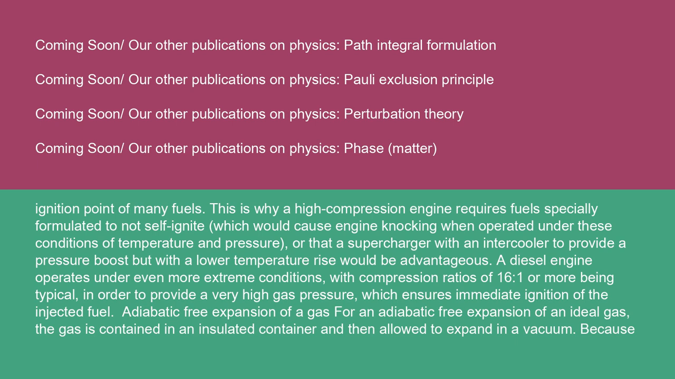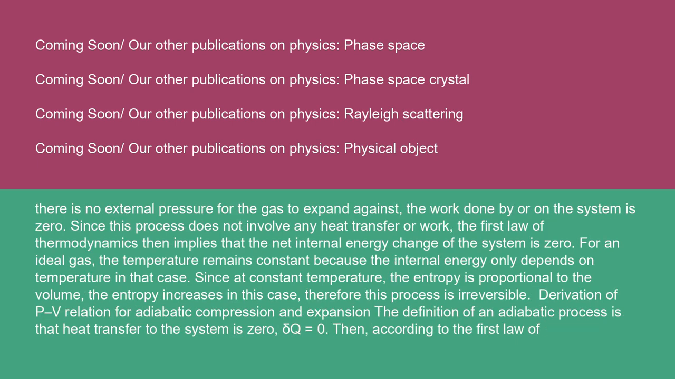Adiabatic free expansion of a gas. For an adiabatic free expansion of an ideal gas, the gas is contained in an insulated container and then allowed to expand in a vacuum. Because there is no external pressure for the gas to expand against, the work done by or on the system is zero. Since this process does not involve any heat transfer or work, the first law of thermodynamics then implies that the net internal energy change of the system is zero.